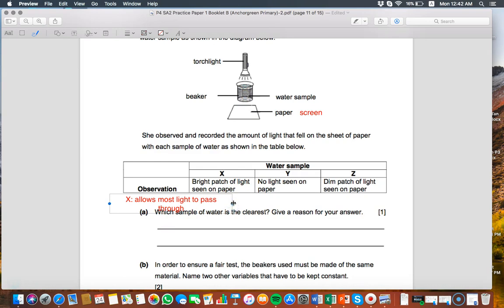What about Y? No light is seen on the paper. You shine the light on the water sample, but no light passes through. That's why no light is seen. Okay, does not allow light to pass through. What about Z? A dim patch of light. That means some light can still pass through. Okay, some light can pass through.